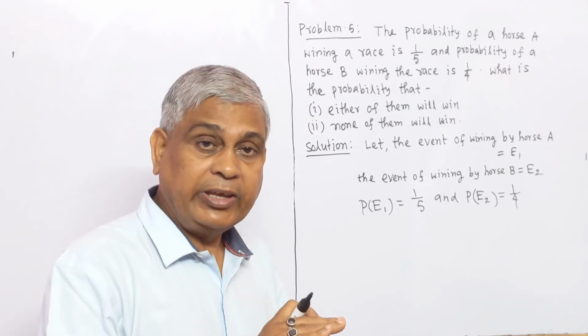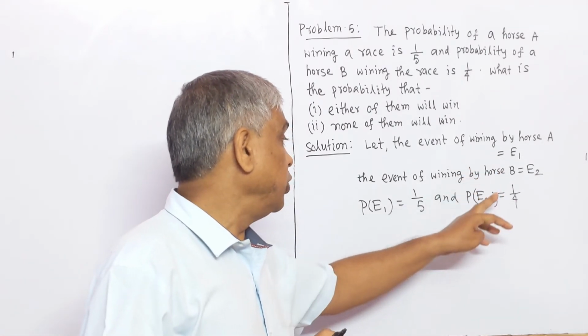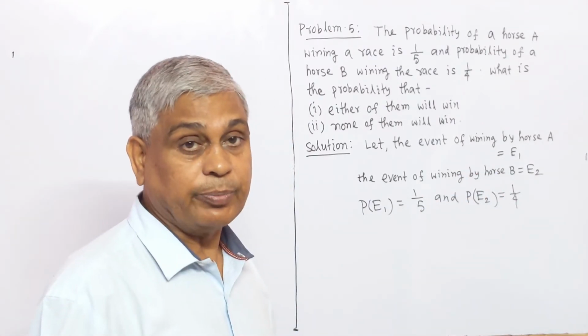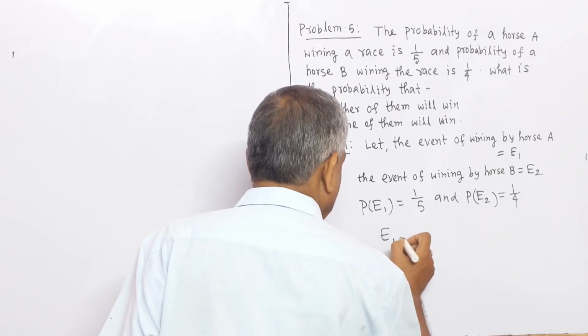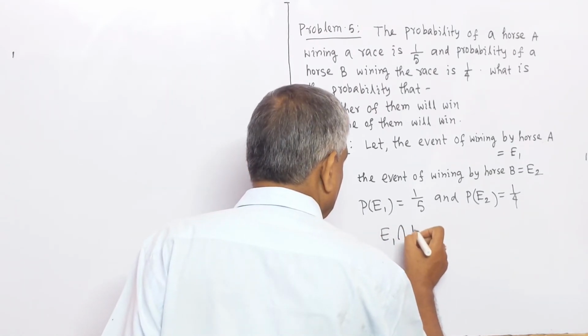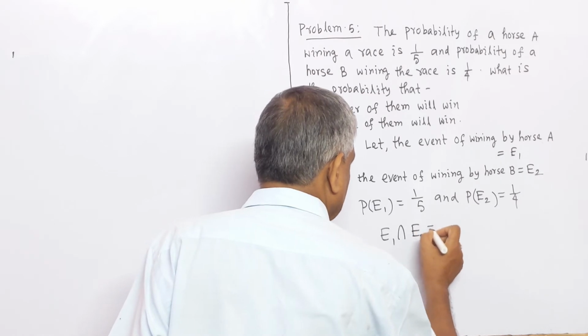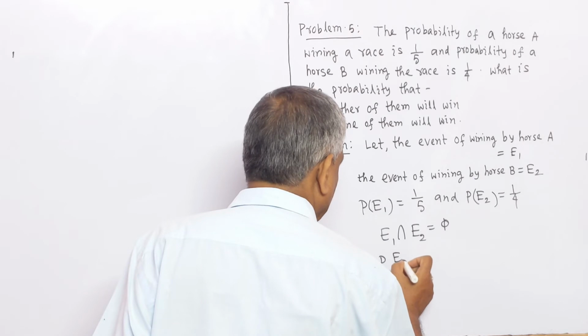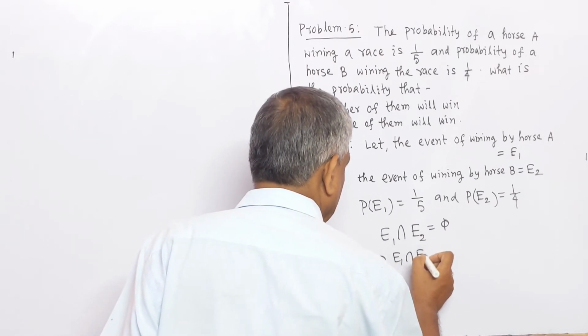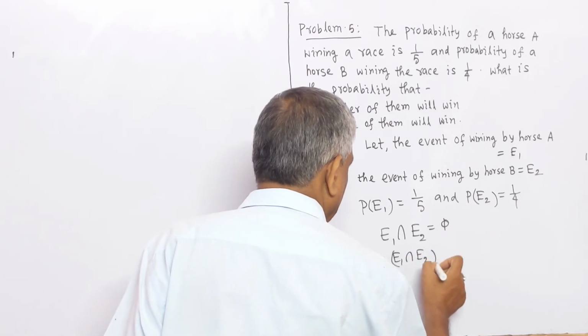So E1 and E2 will be mutually exclusive. E1 intersect E2 is empty, so the probability of winning of both horses is 0.